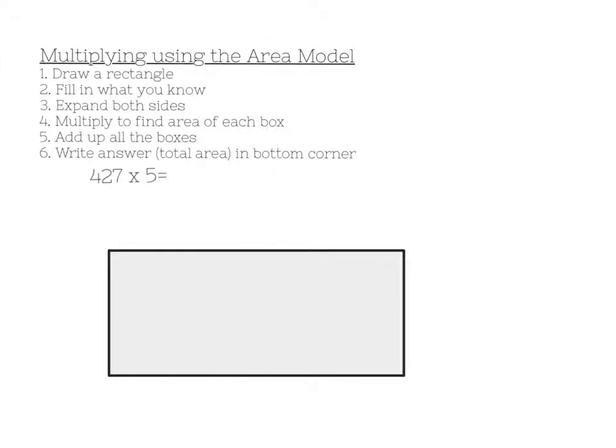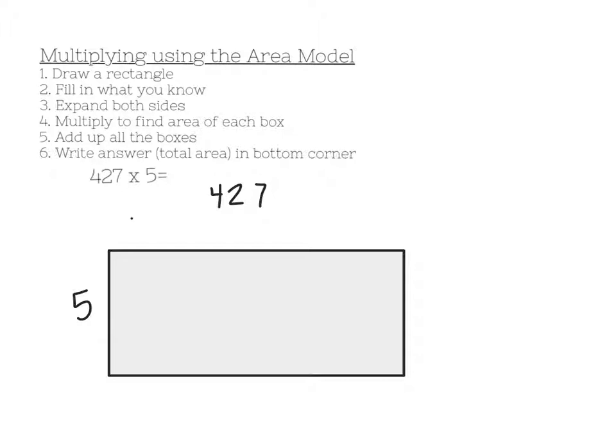For this problem, I'm going to do 427 times 5. So now I drew my rectangle. Now I'm going to fill in what I know. I'm going to fill my longer side in with 427, and then my width is going to be 5. Now I'm going to expand both sides. Well, 5 is already in expanded form, but now it's time to expand my 427.